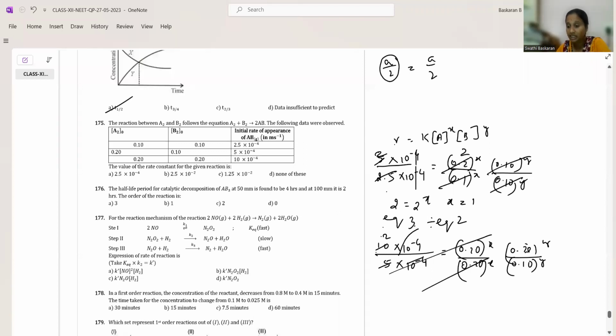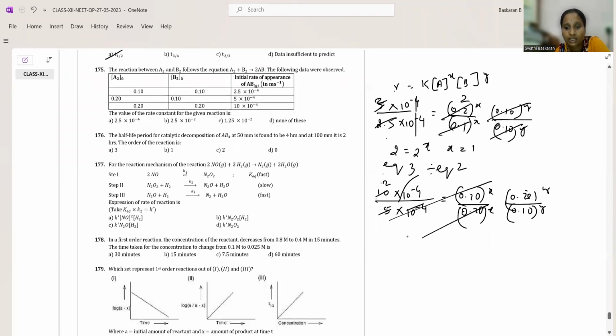Now it is equal to how much? So 2 power 1 is equal to 2 power y. So y is equal to 1. Now we understood the rate law for this reaction, that is A2 plus B2, where there is formation of 2 moles of AB, right?